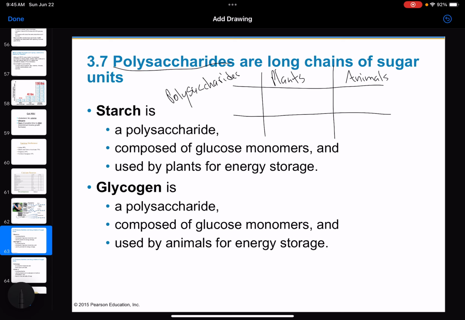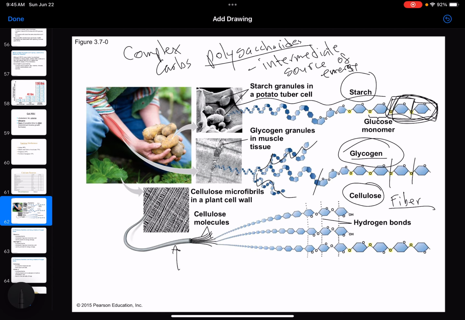And I want you to think about them as nutritional polysaccharides versus structural polysaccharides. So, nutritional polysaccharides are the ones that you actually consume and you get energy from, nutrition. So, plants give us starch, whereas animals give us glycogen. Those are the nutritional starch and glycogen.